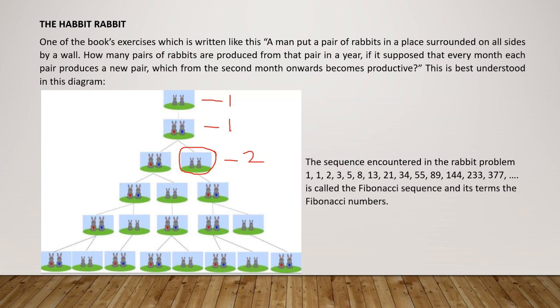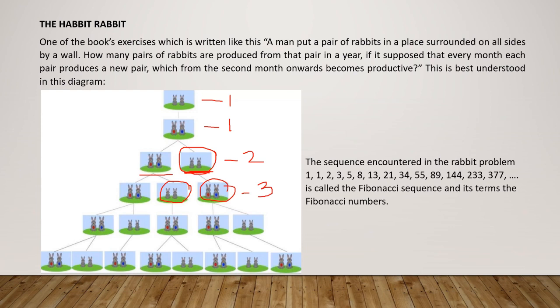Now for the next month, our parent rabbits have already produced another pair of baby rabbits. But this particular pair of babies have just matured. And so, for this particular month, we already have 3 pairs.